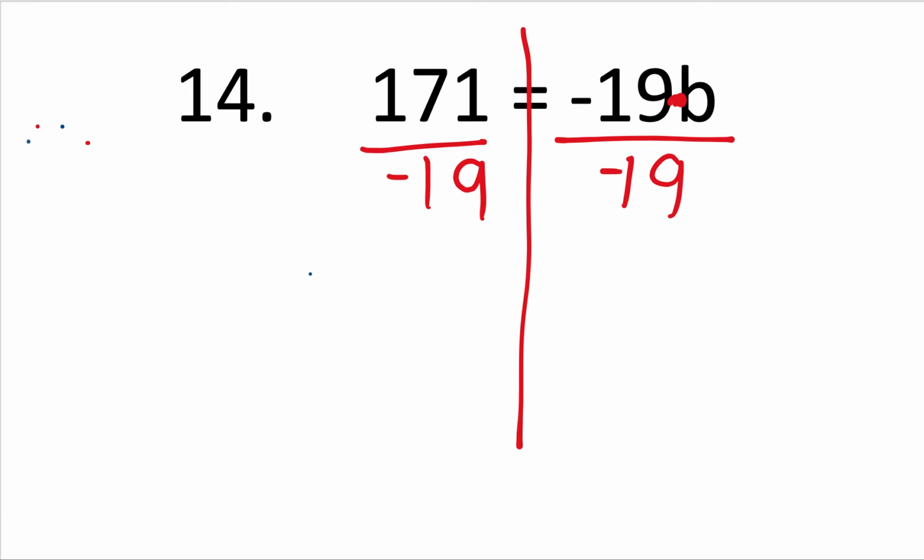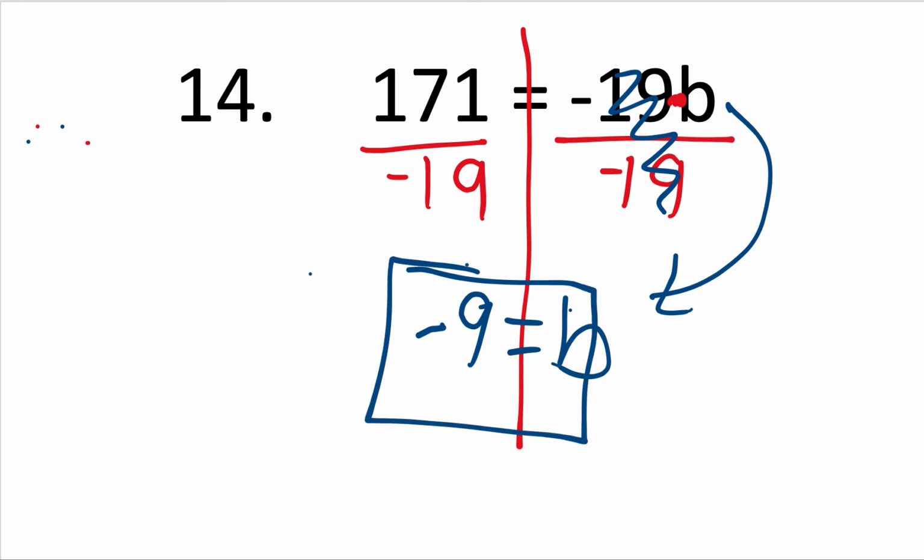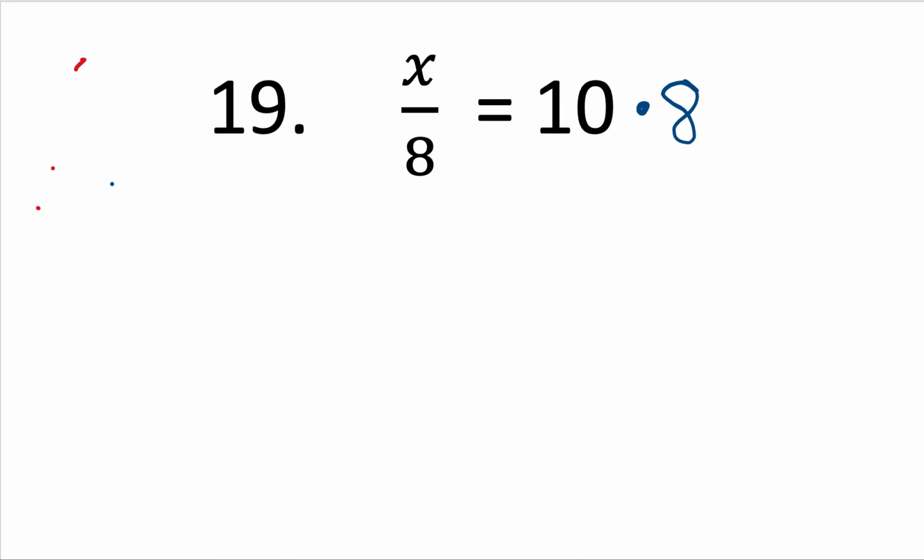Okay, so I'm going to start simplifying, crossing things out over here. That's going to go away. I'm going to bring that letter b down right there. And on this side, 171 divided by negative 19 is negative 9. So there is my answer. Okay, so that's 2 multiplication problems. Let's jump back up to our last, didn't erase that. Sorry about that. Our last type of example is number 19.